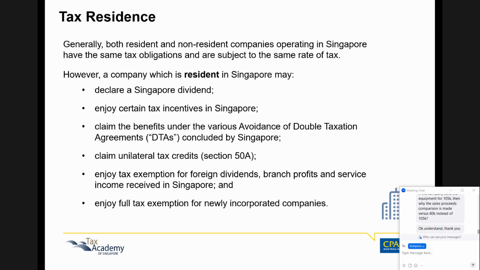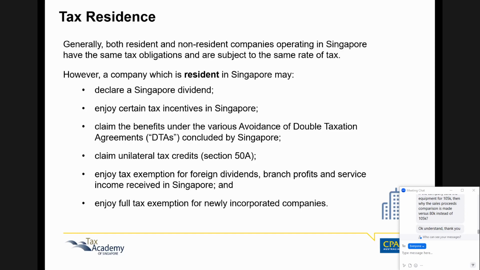Then why do we need to know whether a company is a tax resident of Singapore or not? Tax-wise, the way we compute the tax, the format is the same. The 17% tax rate will still apply to resident and non-resident. But if a company is a resident in Singapore, it can declare a Singapore dividend, which is exempt from tax. It can also enjoy certain tax incentives in Singapore.